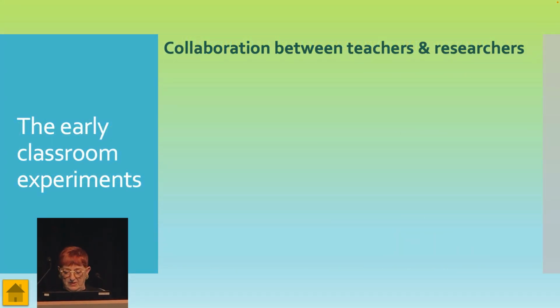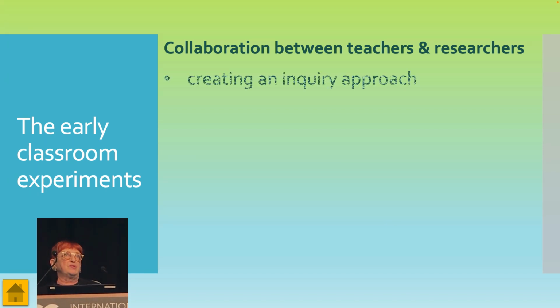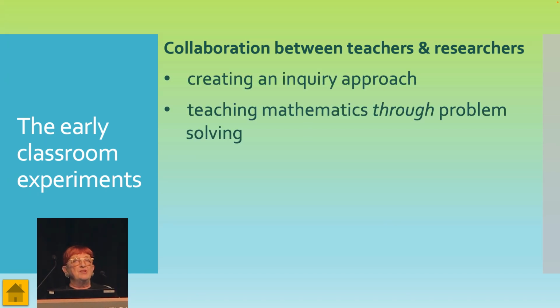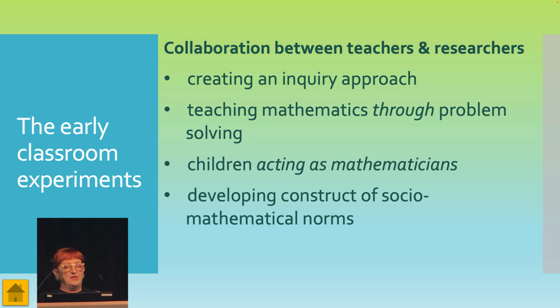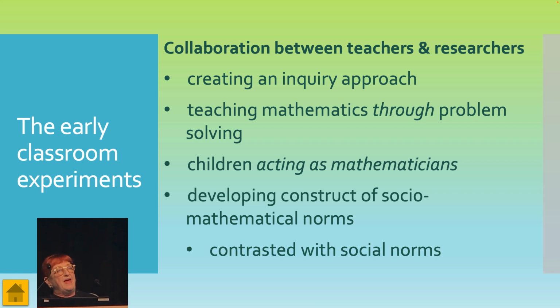So the early classroom experiments that Paul talked about were really a collaboration between teachers and researchers, something that's really important so that the research and the practice are drawn together and feed into one another, and the results of research make a difference in practice. As Paul pointed out, the aim was to create an inquiry approach, teaching mathematics through problem solving and children acting as mathematicians. As part of that work, the researchers developed the construct of socio-mathematical norms as opposed to just social norms. That was done together with the teachers and the experimenters.